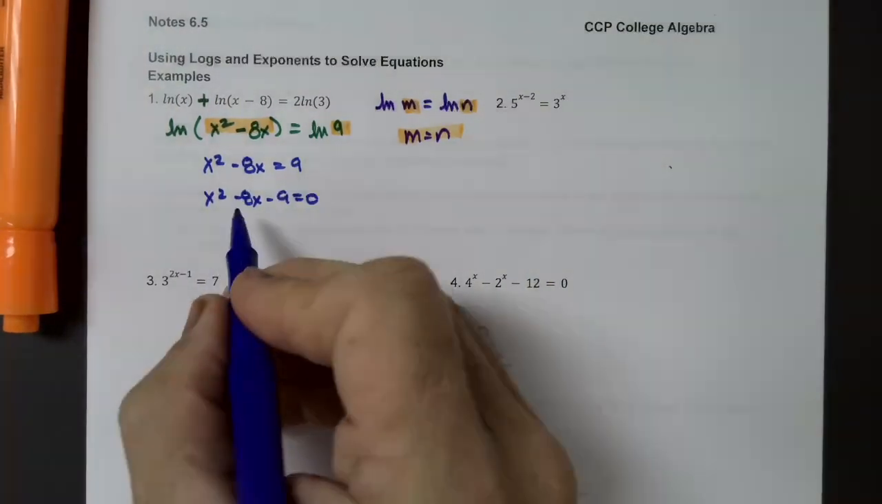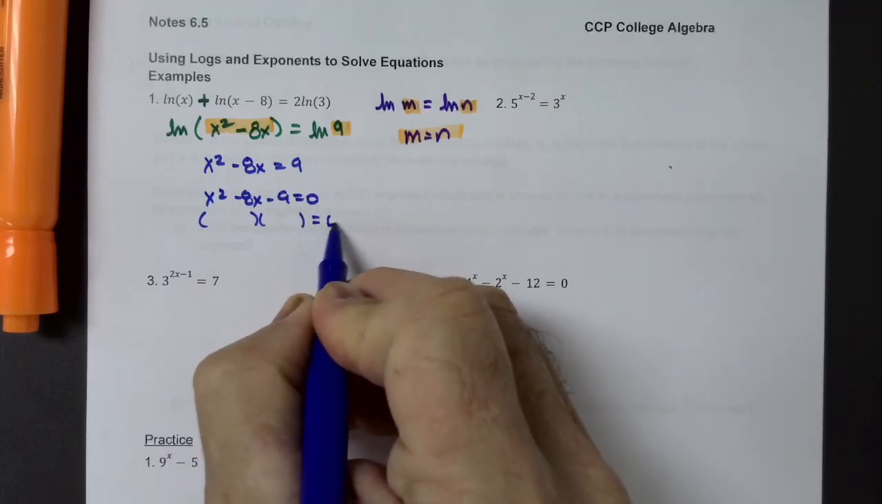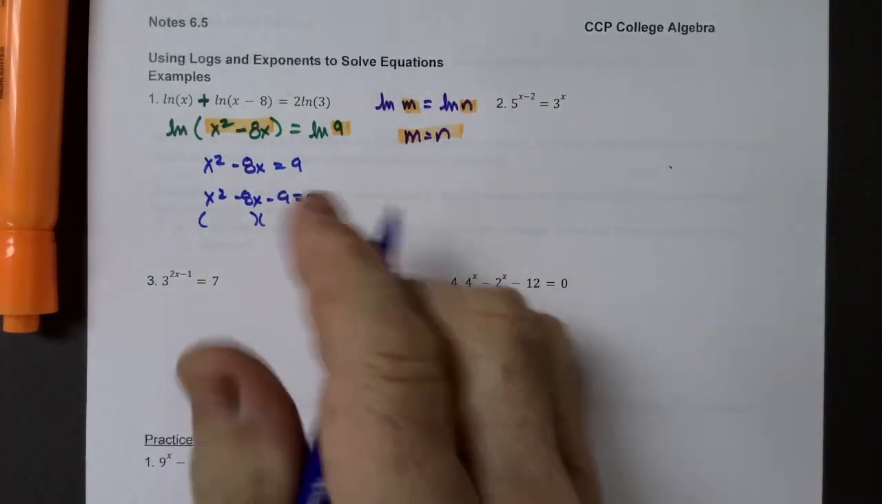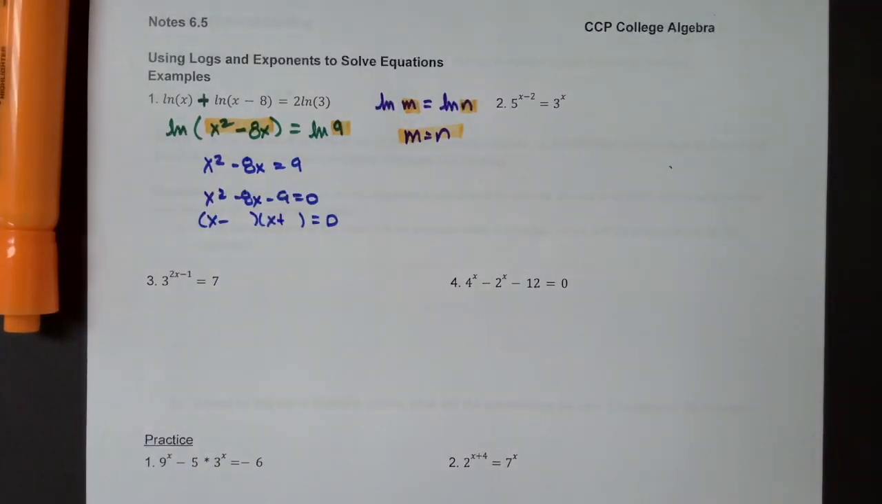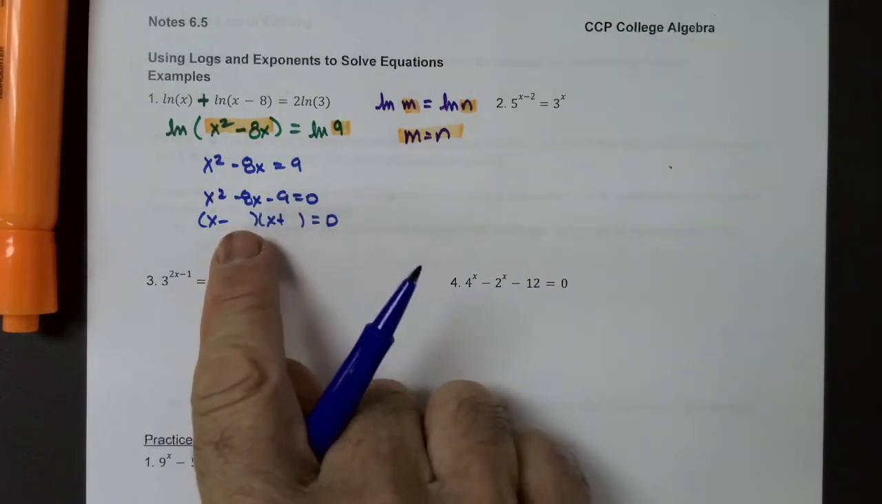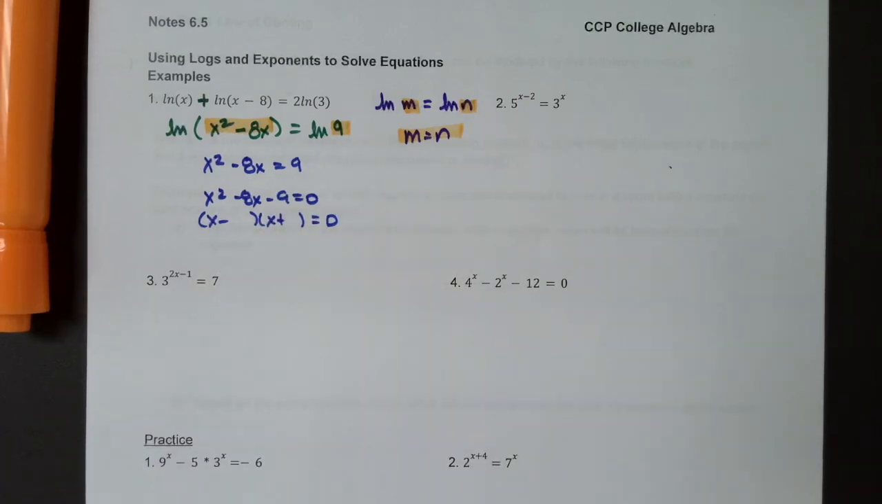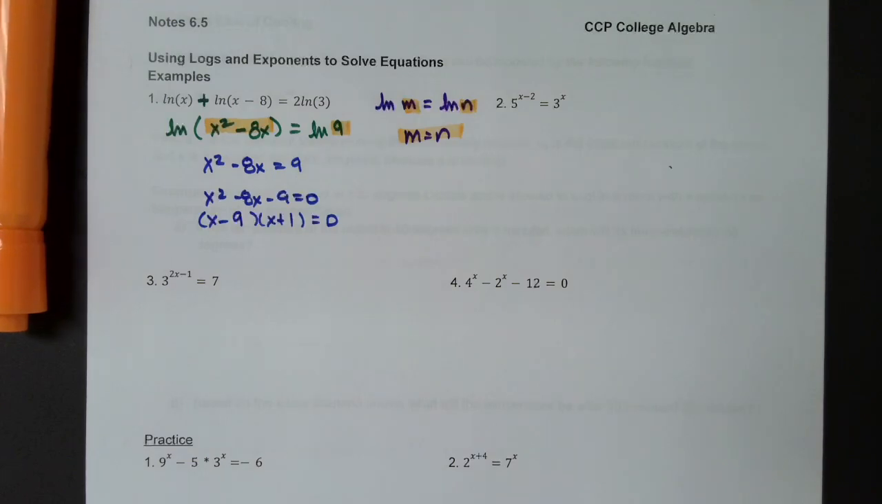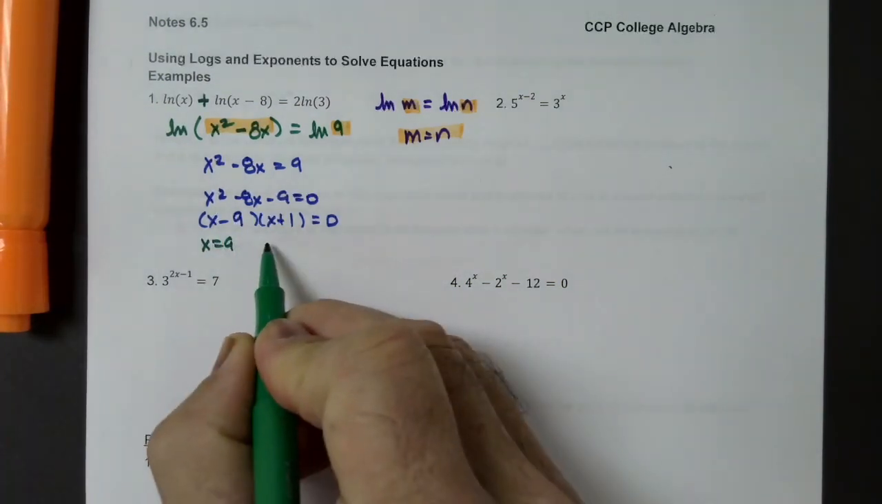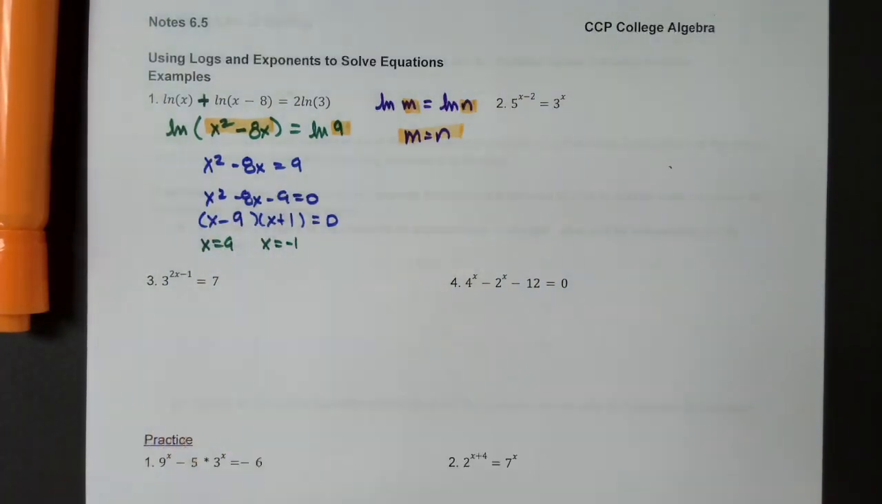That's a fun one because it can easily factor. The 9 is negative, so we know one of these is going to be negative. The other one's going to have to be positive. And 9 times 1 will give us 9, and negative 9 plus 1 would give us the negative 8. So let's make this a negative 9 and plus 1, which gives us 2 solutions. The first of which would be x equals 9, and the second one would be x equals negative 1.